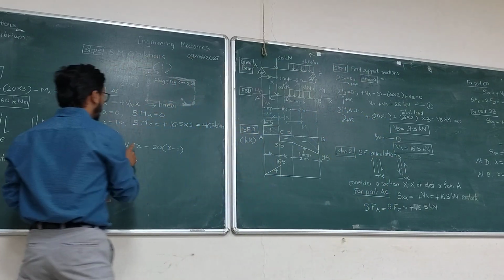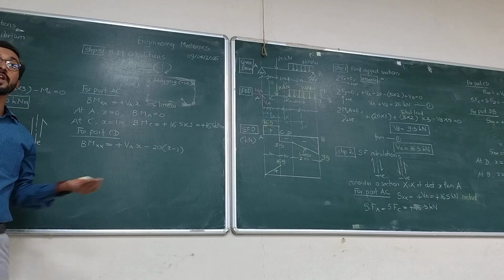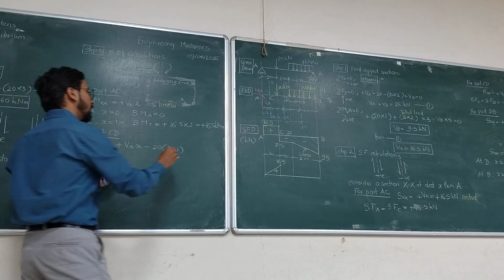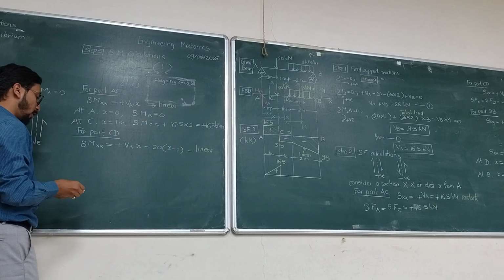So what is the variation? V into X, 20 into X minus 1. Variation कसा आहे? Linear आहे का quadratic आहे का cubic आहे का constant आहे? Linear. That is linear. चला, find out the values.